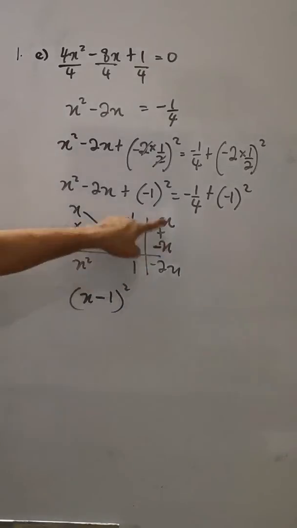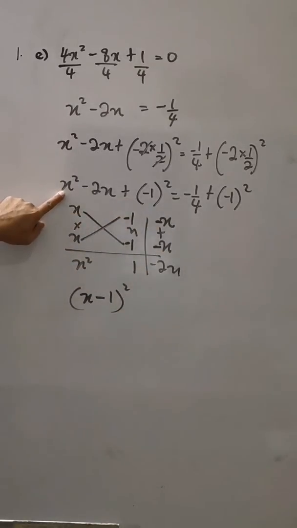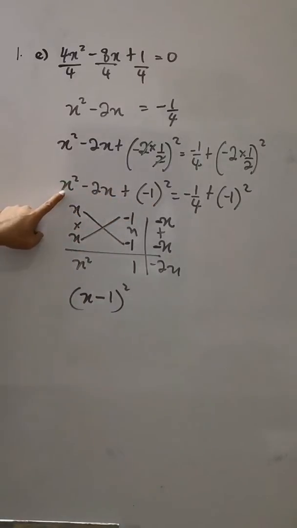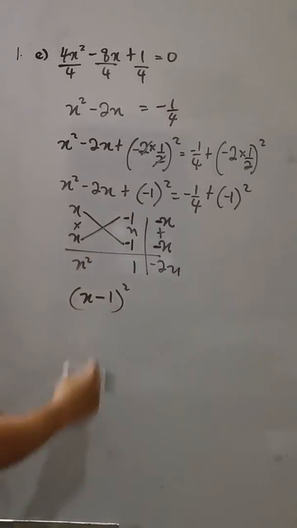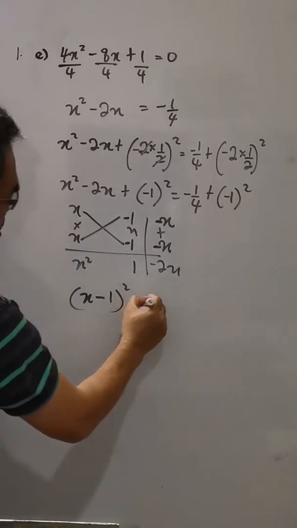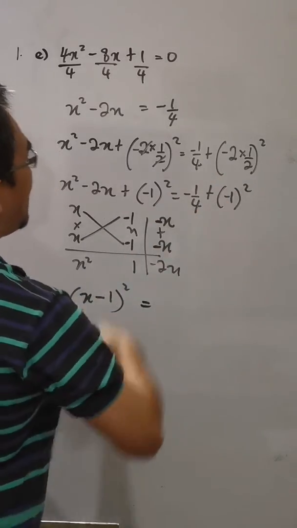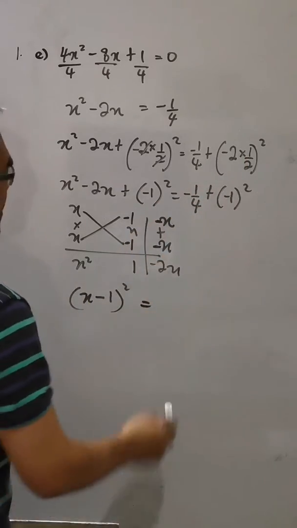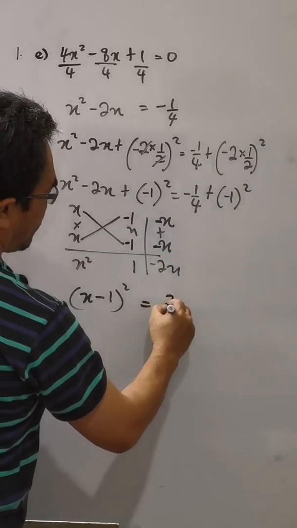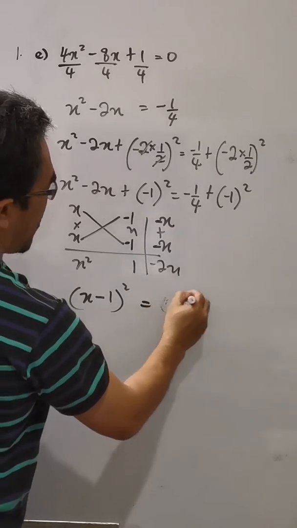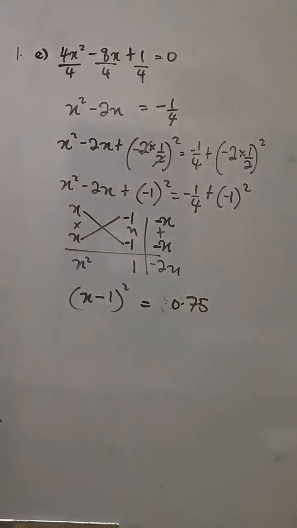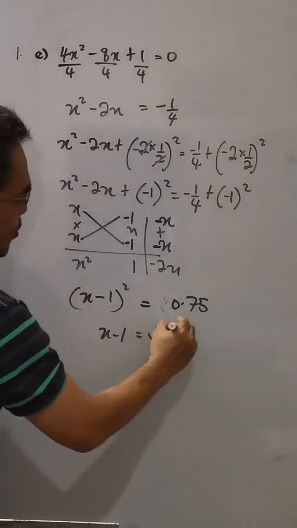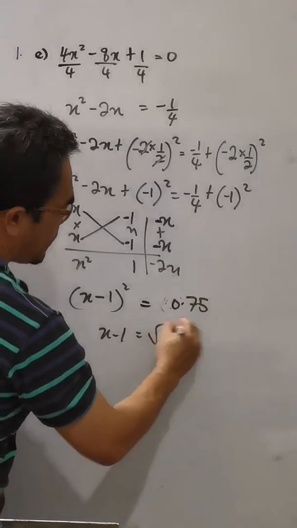So without using this, just take x minus, and then the value here is 1. Or you just take the value here and put it in bracket. And then on this part, you just calculate negative 1 over 4. This one will be 1. Negative 1 over 4 plus 1 will be 3 over 4, or 0.75, up to you. Then x minus 1 equal to square root of 0.75.